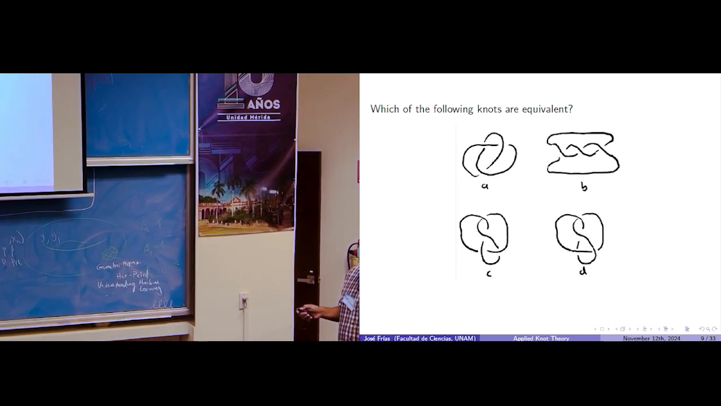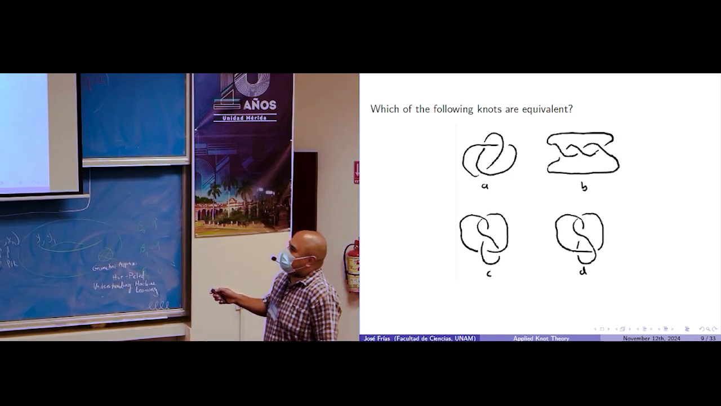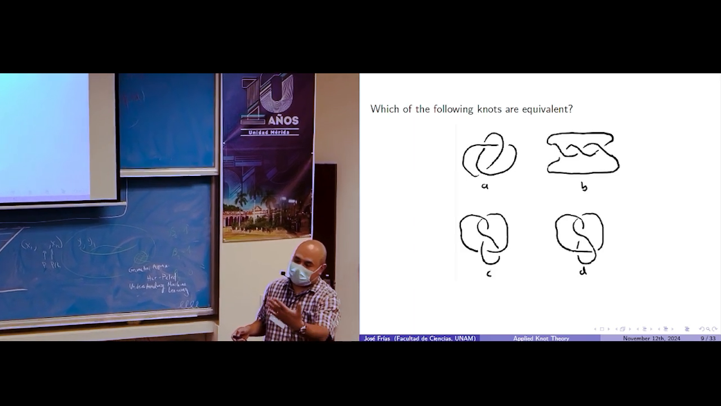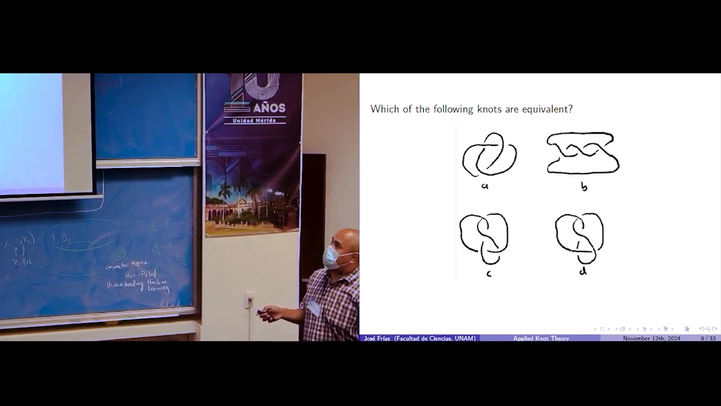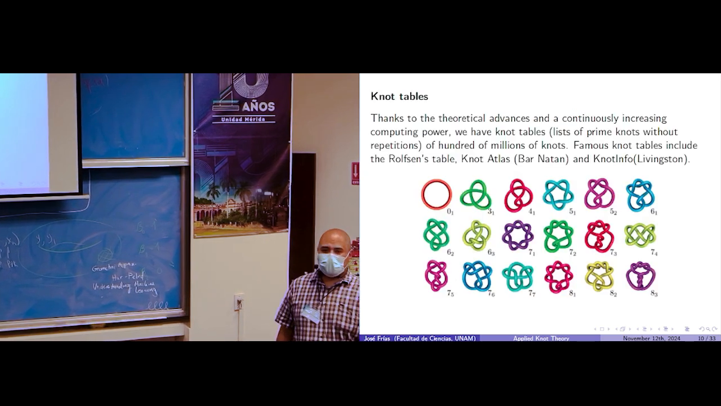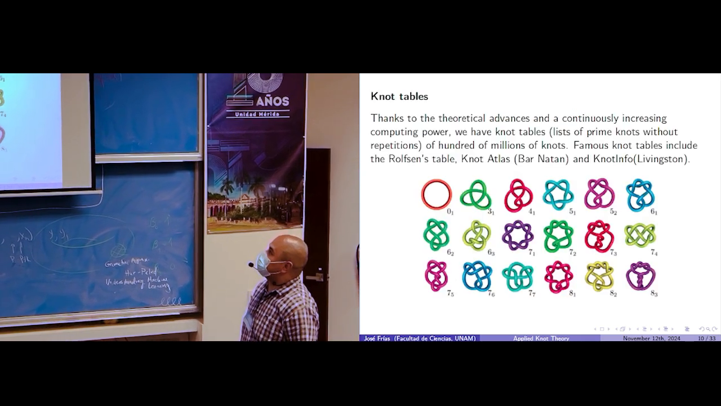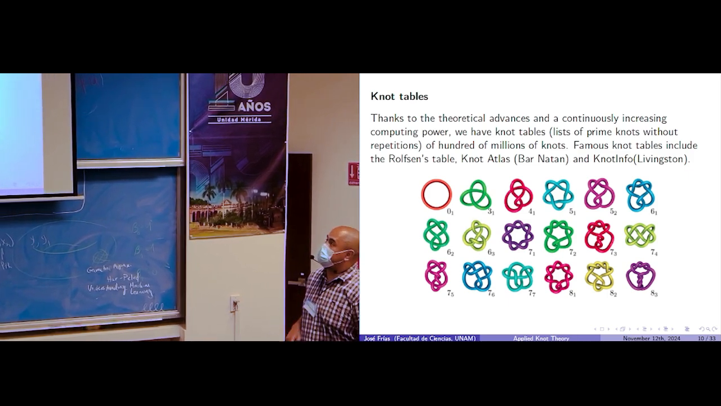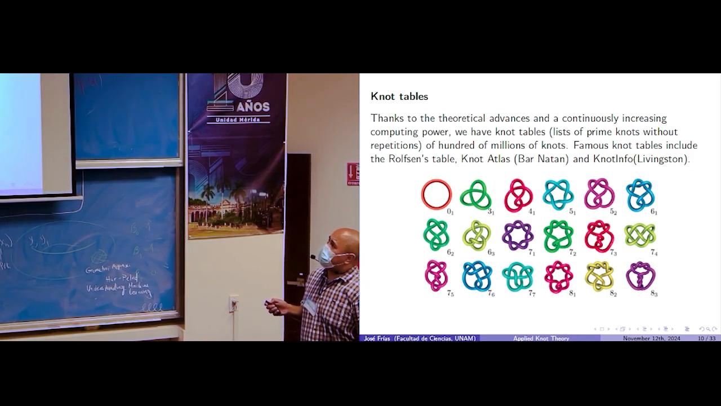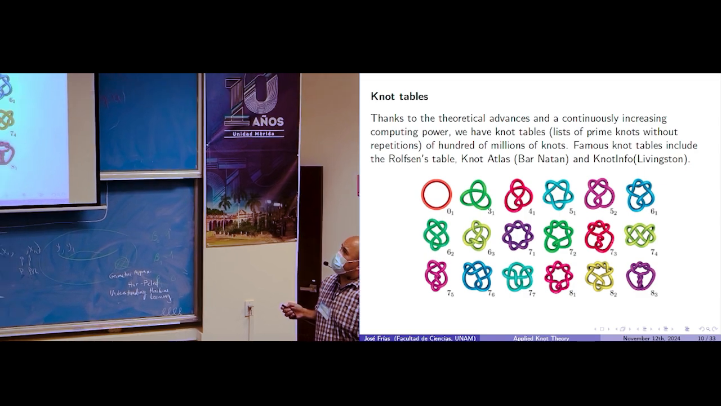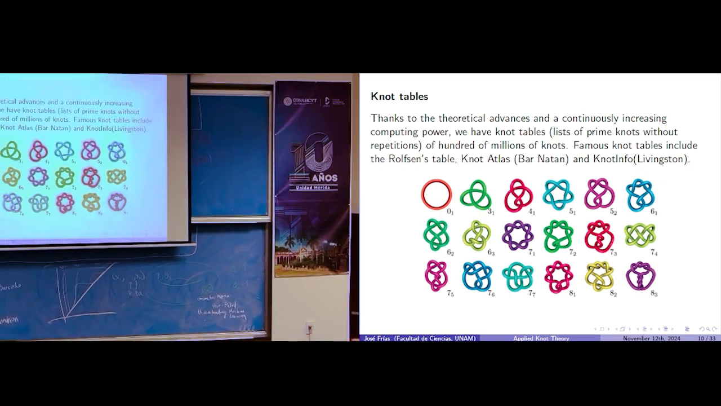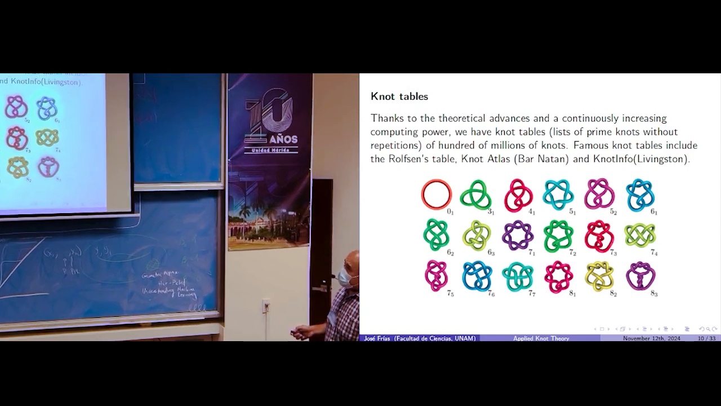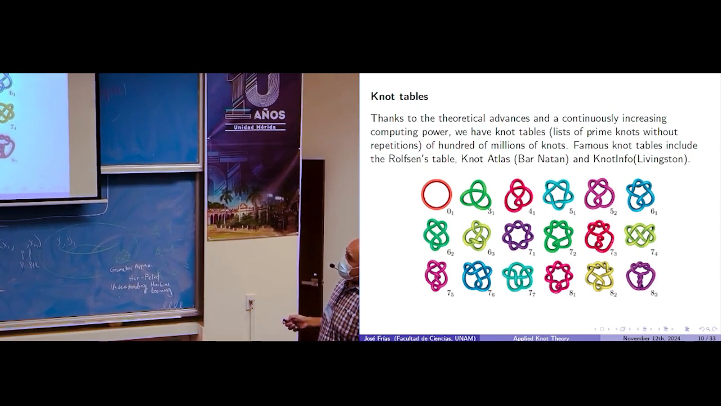And as you can see, these knots are quite simple, and it's hard to decide at sight which knots are equivalent. So fortunately, we have a lot of theoretical tools called knot invariants, and we also have increasing computing power to compute these invariants, and then we can create these tables of knots, right?